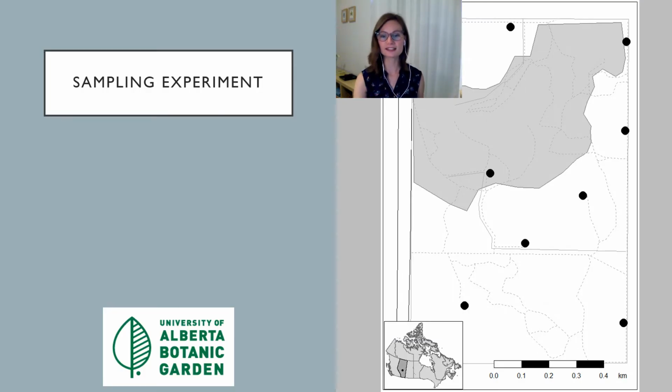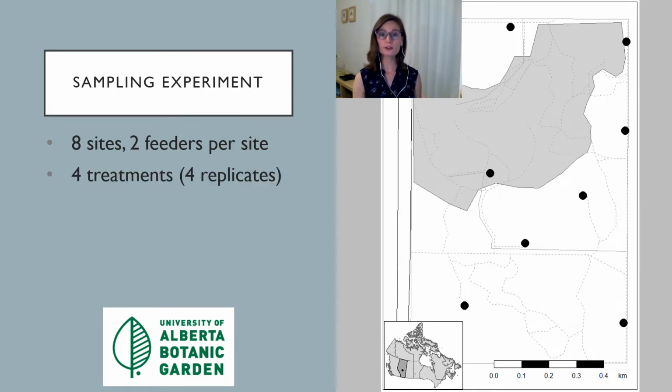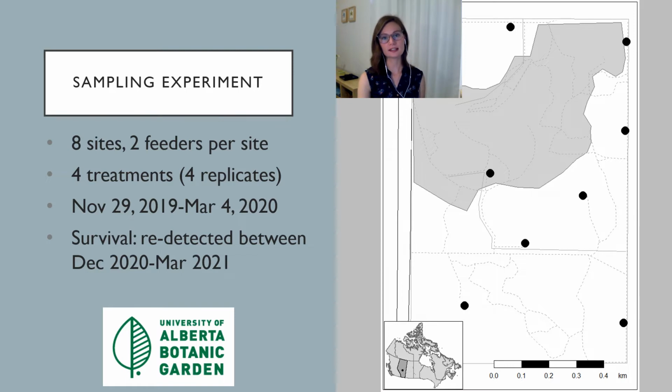Our study was conducted at the University of Alberta Botanic Garden, which is located here on Treaty 6 territory, the traditional lands of First Nations and Métis people. At these 8 sites depicted by the black dots in our study area, we set up 2 bird feeders, where we implemented 4 treatments that differed in food availability, replicated 4 times, which I'll explain in more detail shortly. The study was conducted in winter of 2019-2020, and I used redetection data from this past winter to assess survival 1 year following the end of the experiment.